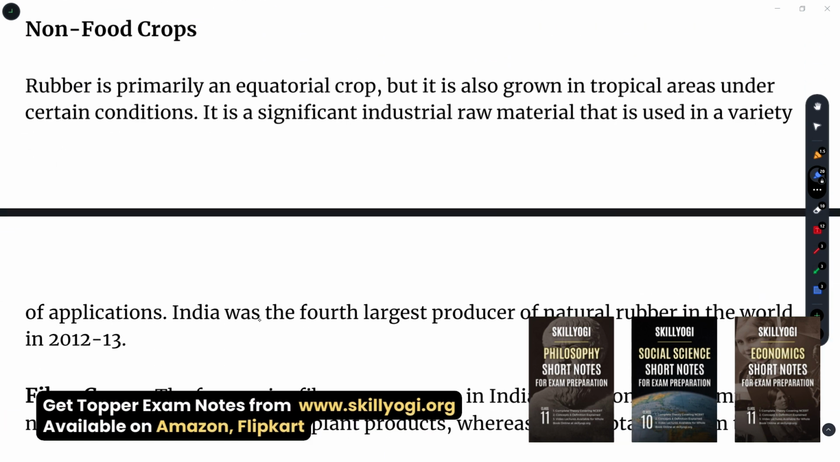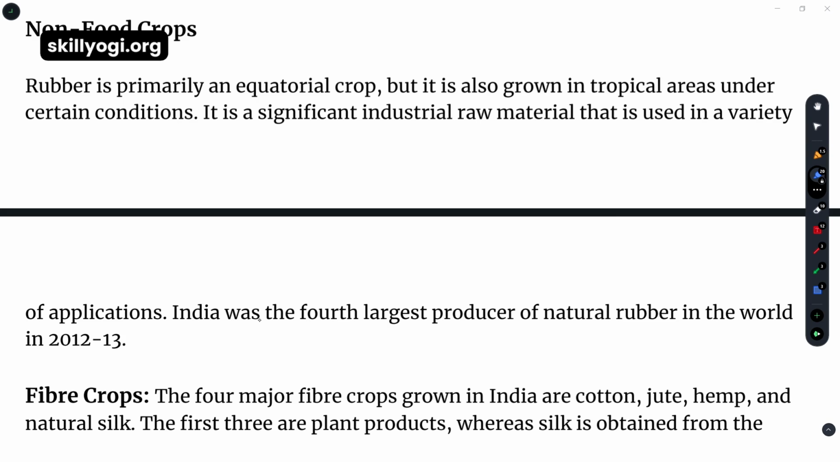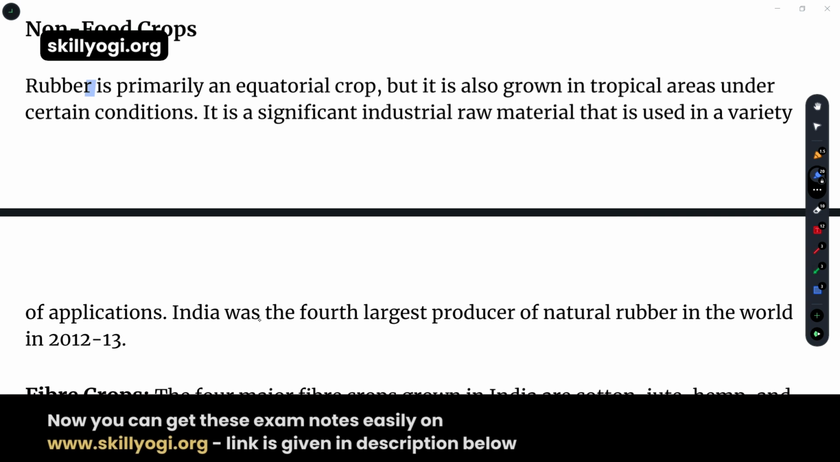Come to the non-food crops. A lot of food crops we have learned in this part. Food crops means we are growing these crops for our food consumption. But non-food crops are also important, though we do not consume them as food. So which are those crops? The first one written is rubber.